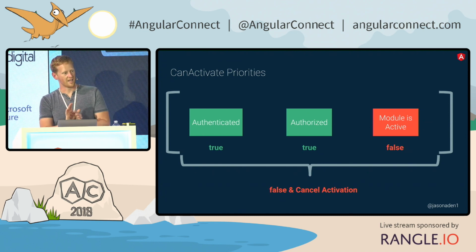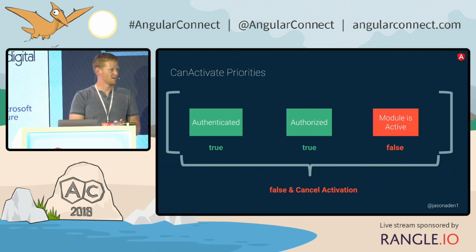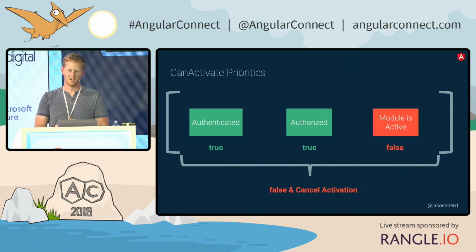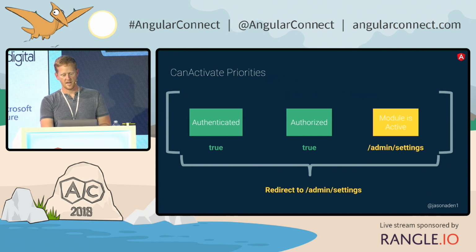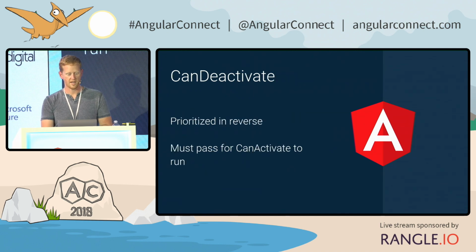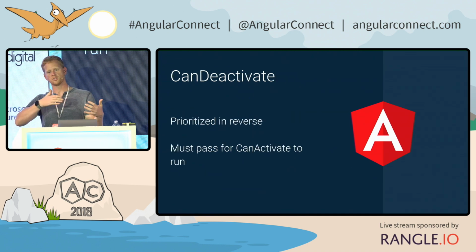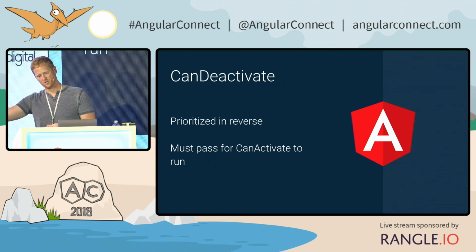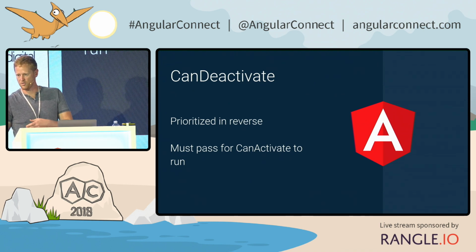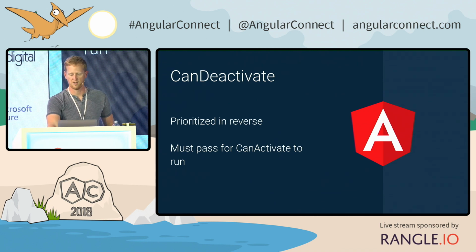So hopefully this gives you a lot more predictability with how your navigations happen. You can construct things with this knowledge. For canDeactivate guards, it's the same priority but in reverse. So it's from the closest to where you're coming from, and then it goes back up for canDeactivate.